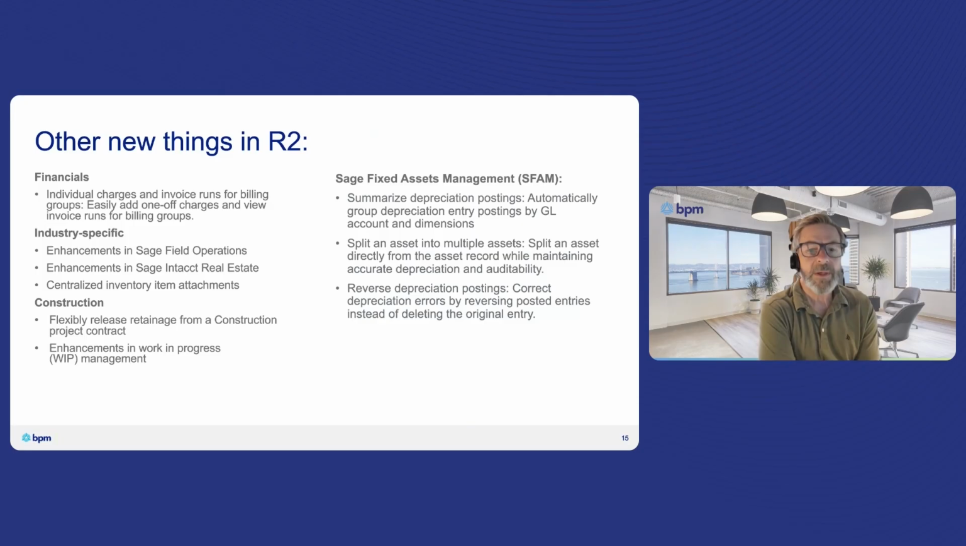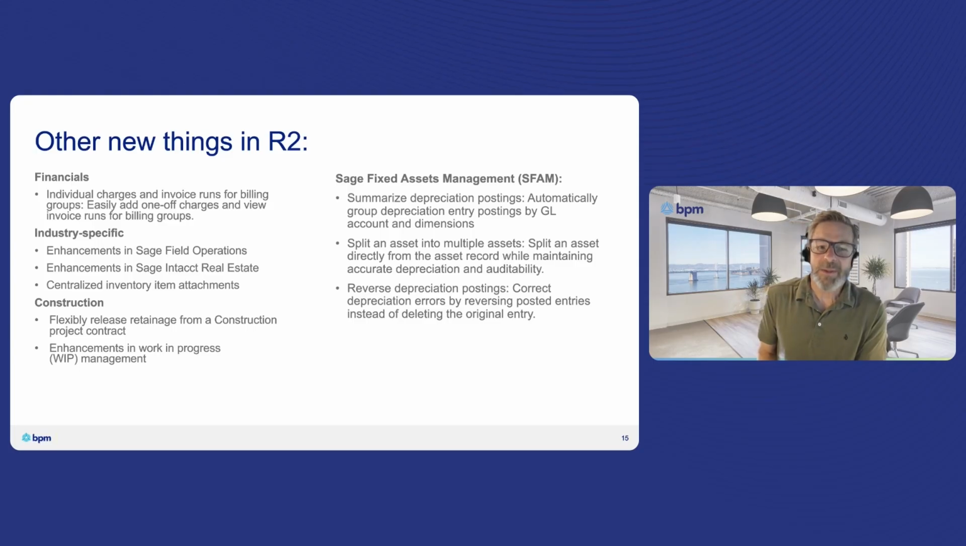Some other new stuff that we didn't delve into quite as much. We will, by the way, make this slide deck available to our attendees and anybody interested. And there's a lot of new stuff in the Sage Fixed Assets Management product. That product is only a couple years old, so it's getting a lot of new features every quarter. I think that summarizing depreciation postings into one GL line by dimension and account is so awesome because I have had clients that have just thousands of lines on their depreciation postings, and that's not fun.